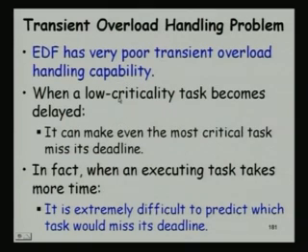Another situation, let us consider this, that for some reason a low priority task is getting delayed, maybe it has gone into a loop or something. So, in that situation also a higher priority task can miss its deadline. So, whenever there is a transient overload, it is very difficult to predict which task will miss its deadline.